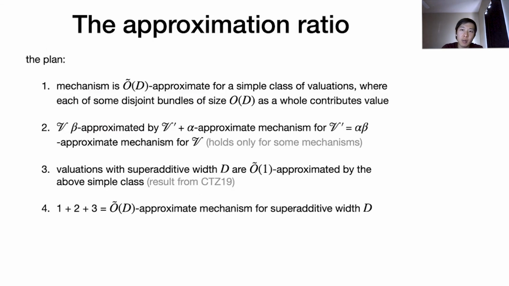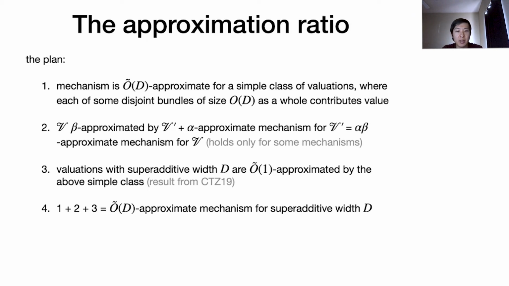Now let's move on to the approximation ratio. Here's the plan. We proceed in 4 steps. First, we show that the mechanism is D polylog m approximate for a simple class of valuations, where each of some disjoint bundles of size D as a whole contributes value. Then we show that if a class of valuations V is better approximated by another class V prime, and we have an alpha approximate mechanism for V prime, then we have an alpha times beta approximate mechanism for V. This holds only for some mechanisms, not all.